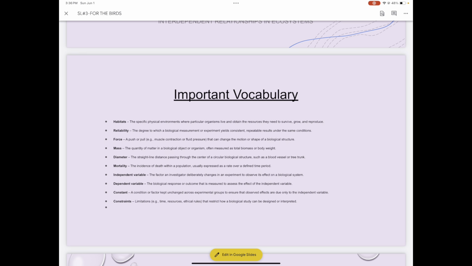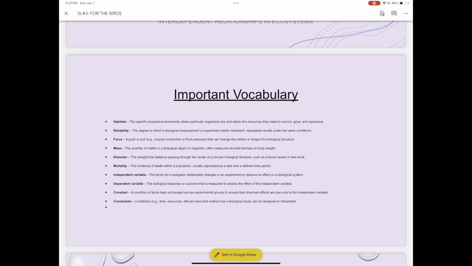You then have constants and constraints. So a constant also, we learned this back when we did scientific method, is something that remains unchanged during your experimental design, right? You don't want to change that because you don't want to alter your results.